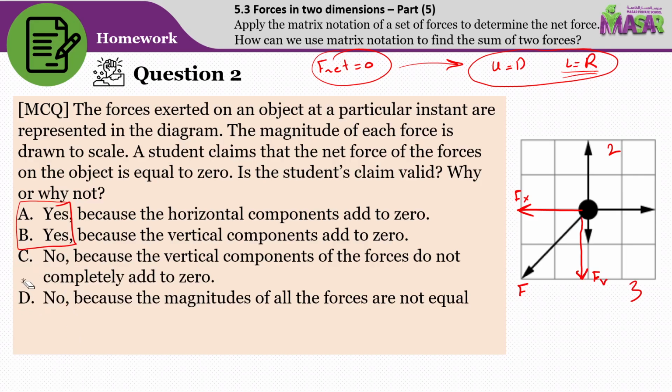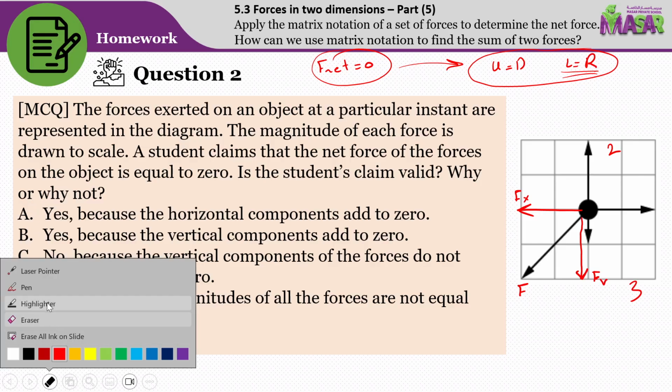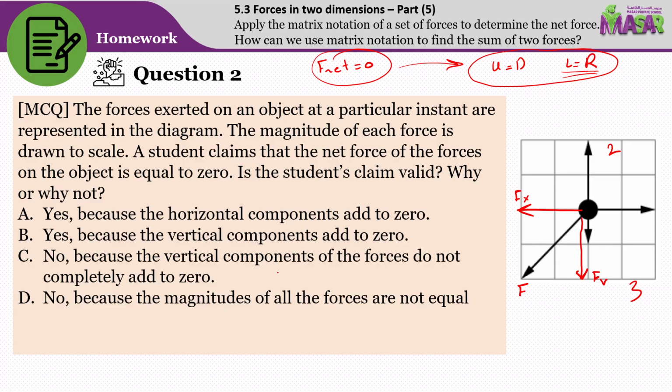Only C and D, one of them is true. And since we are talking about evaluating the components, then the statement that includes the components is the true statement. So C is correct because no, the vertical components of the forces do not completely add to zero, and this is true.